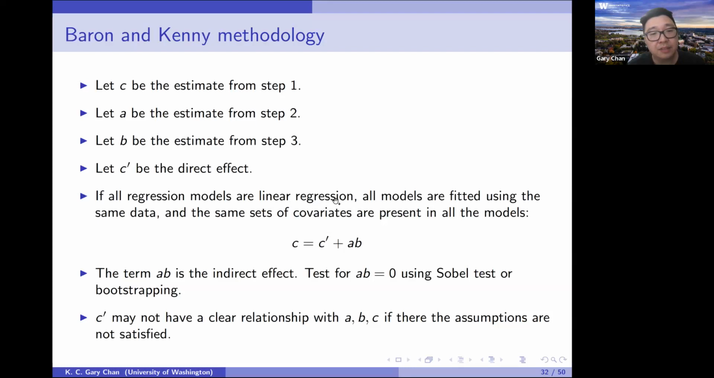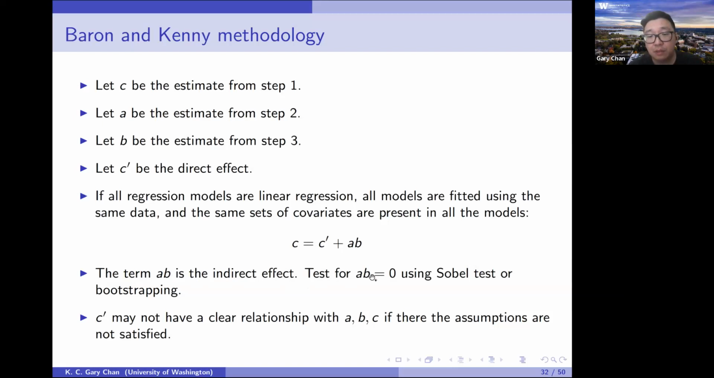If we have all models as linear regressions fitted using the same data, then we can have this formula. C is what you get from step one, A is what you get from step two, B is what you get from step three. Then this formula allows you to calculate the direct effects. Or you can basically say that the total effect C is decomposed into a direct effect C prime plus the indirect effect, which is A times B. So A times B is the indirect effect, which is a product.